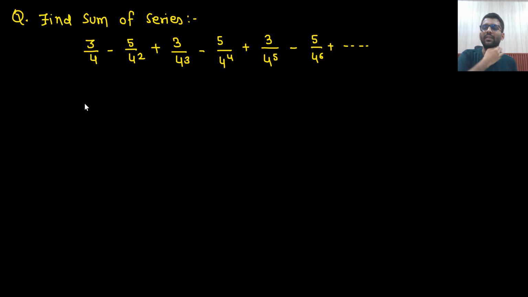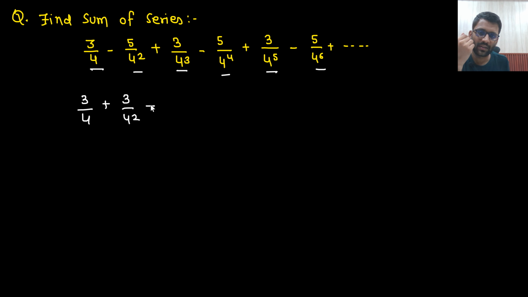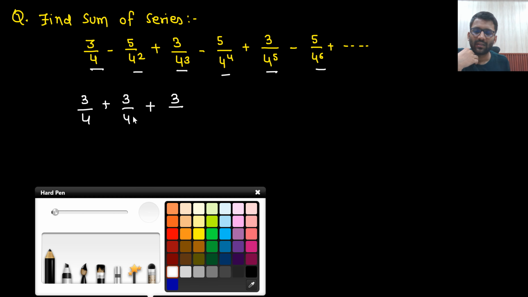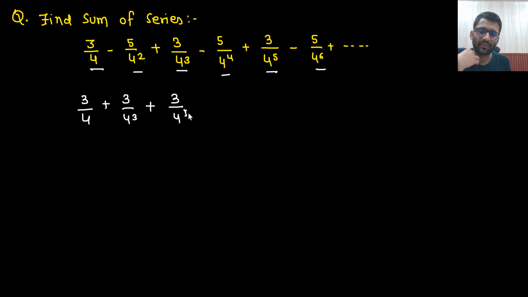Right? Let's see this question. You need to find the sum of this series. 3 by 4, 5 by 4 square, there is no relation, I don't think. But there is a relation between these, and then there is a relation between those. So what I can see: 3 by 4 plus 3 by 4 cube plus 3 by 4 to the power 5, in this manner it is going.